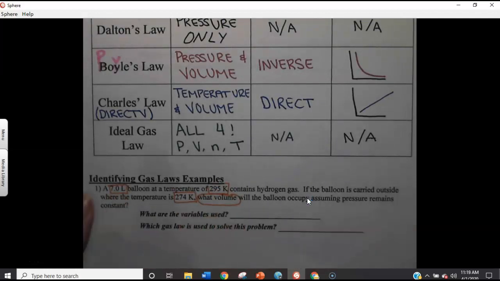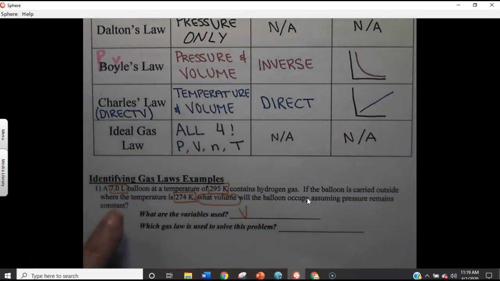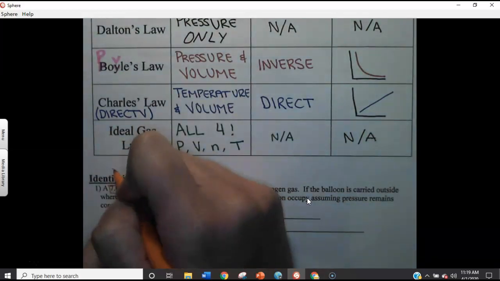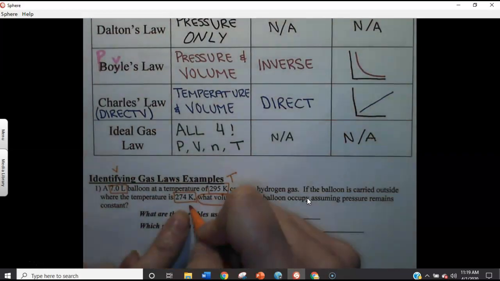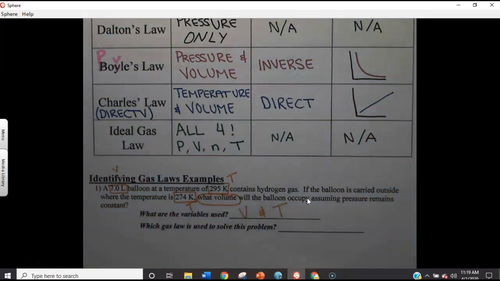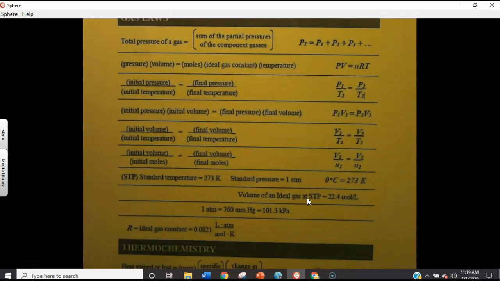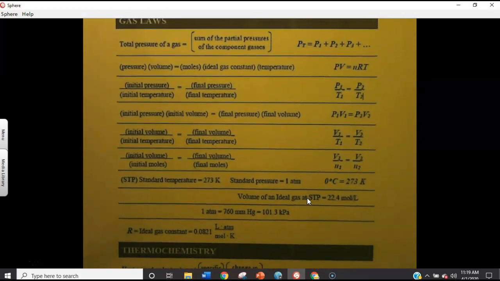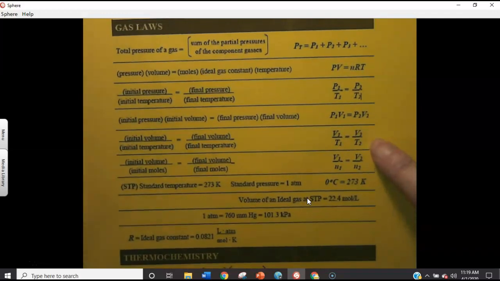So the variables used, well, volume is definitely one of them, so I'm going to write just V for volume. The other one, liters, is another volume unit. Then I've got a temperature and a temperature in Kelvin. So the only variables I see are 2 volumes and 2 temperatures. Usually we'd have you turn to the back of your periodic table and find the equation that has 2 V's and 2 T's. And it's that one right there. That would be the equation we would use to solve this.